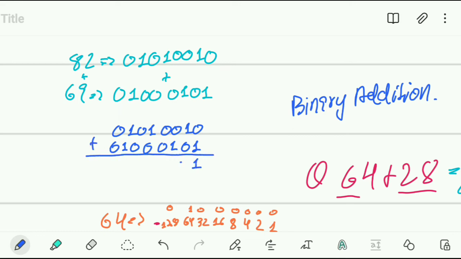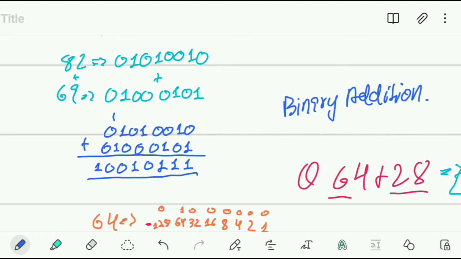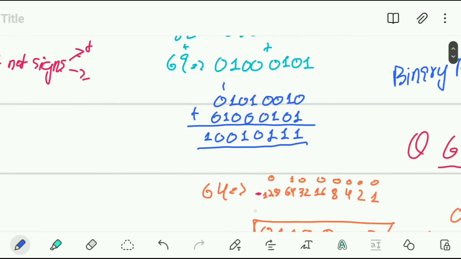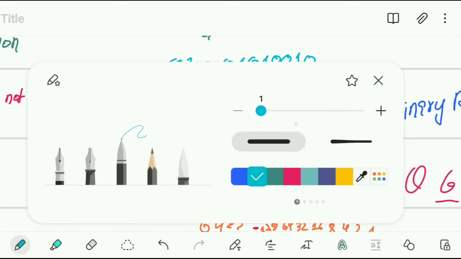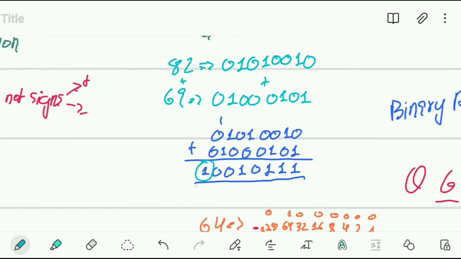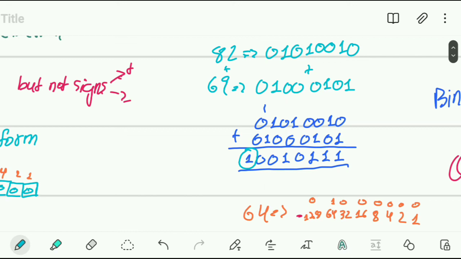Do the addition, so this is 1, this is 1, 1 0 1 0, carry forward and 1. Got this. Now you can clearly see here that this is 1, and what it means is minus 128, so this is representing a negative number. Let me do it directly: 1 plus 2 plus 4 plus 16 plus 32. So minus 128 plus 64, 32, 16, 4, 2, 1. So this is minus 105.